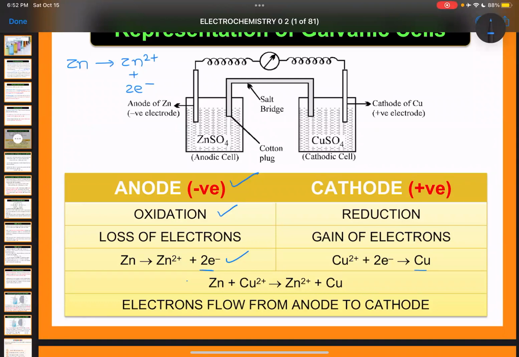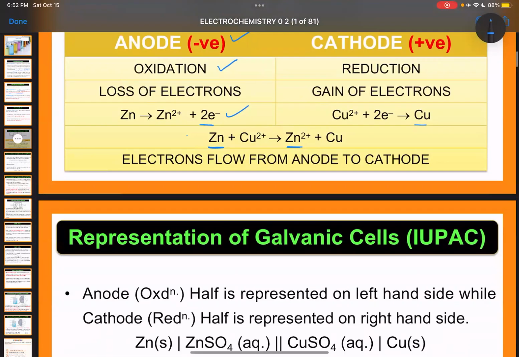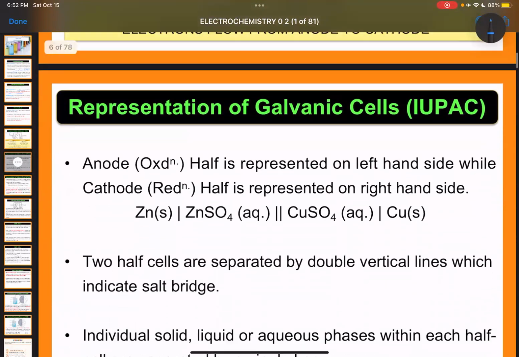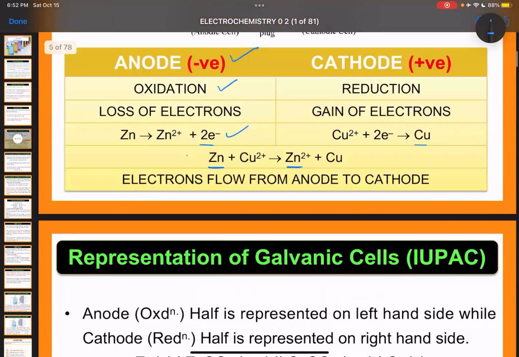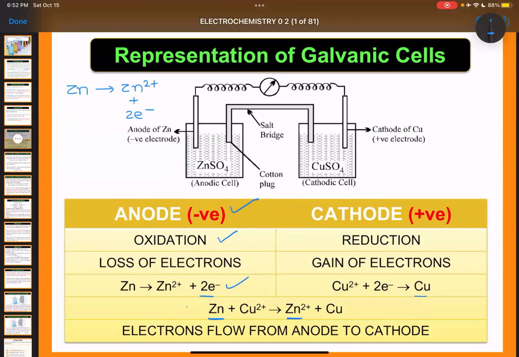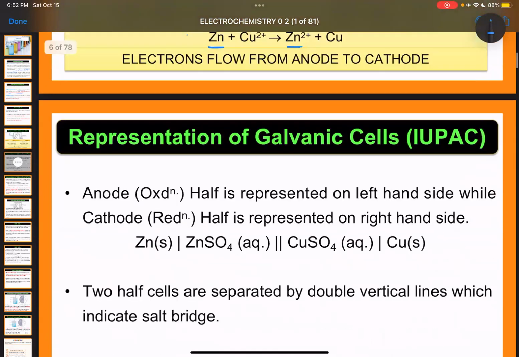In the overall cell reaction, you can note down that zinc is getting oxidized and copper is getting reduced. And this is the cell representation. You should be clear with the representation. Any doubts in this? No. Okay, so this is the basic thing. In case of any doubt, do ask me, right? And this is the cell representation.